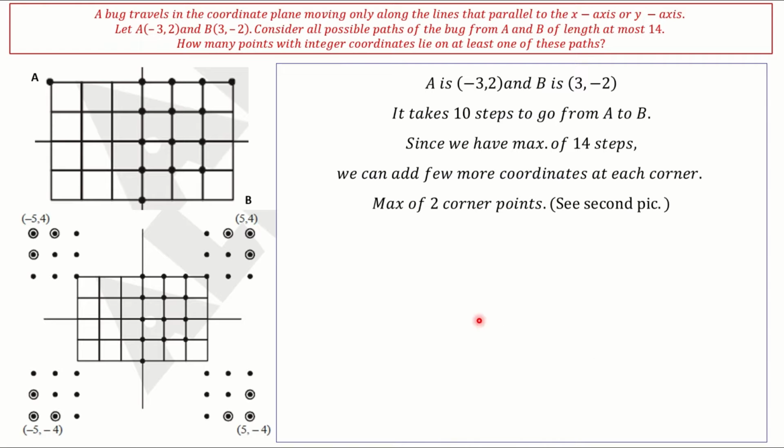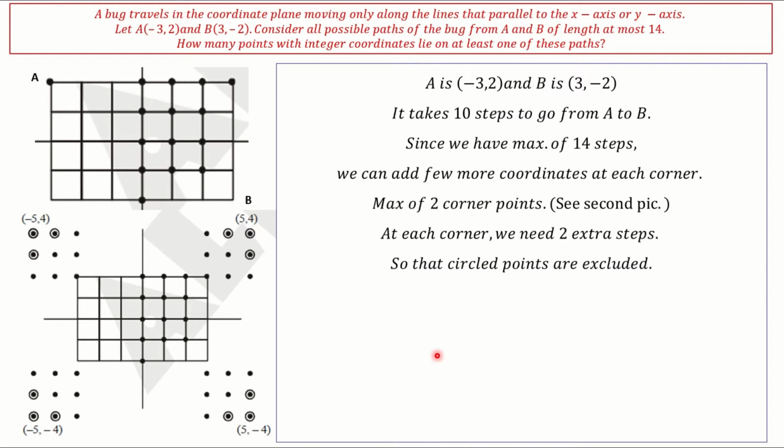Okay. So now this is clear, right? This plane, coordinate plane. So the circled points are excluded, because if the bug goes to any of these points, then it will take more than 14 lengths basically. The length of the path will be more than 14 units.